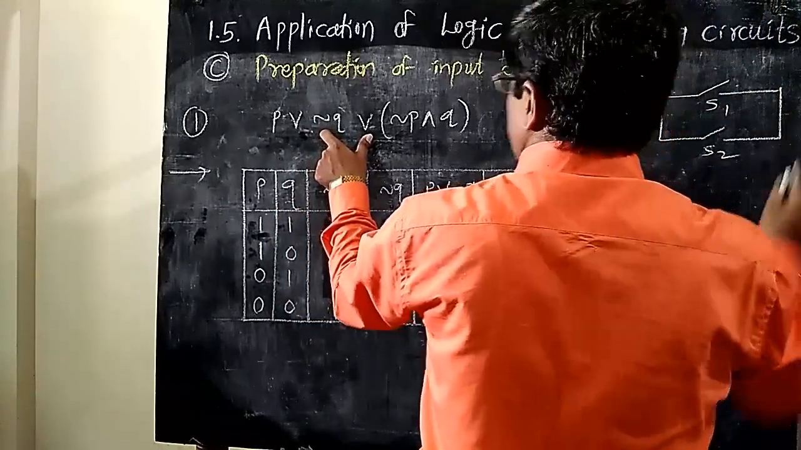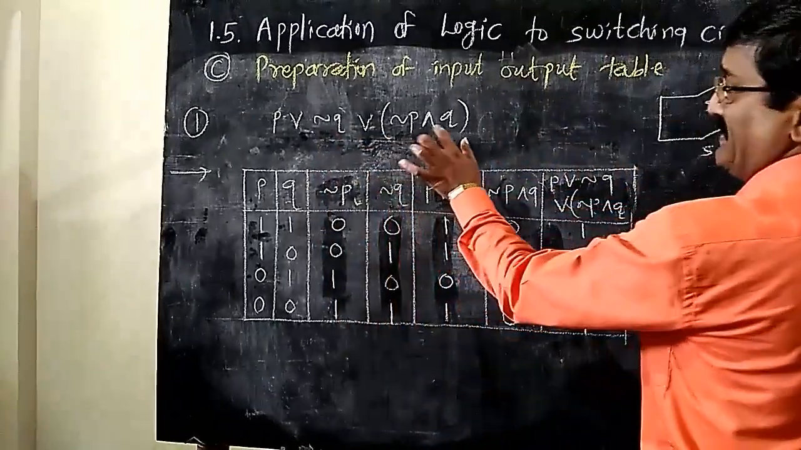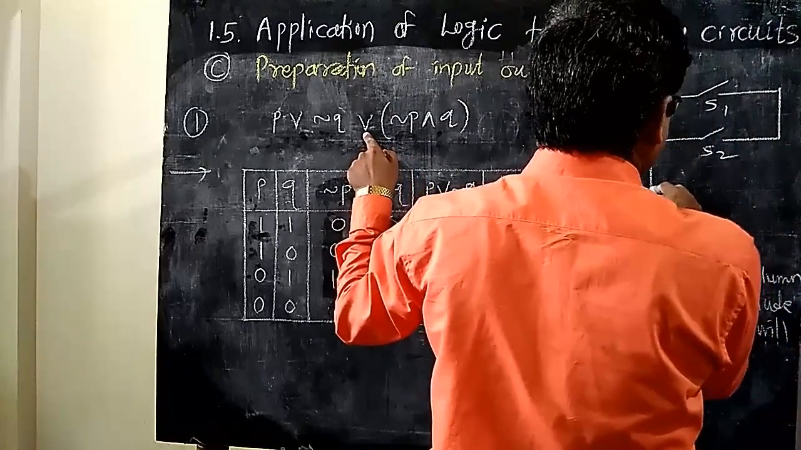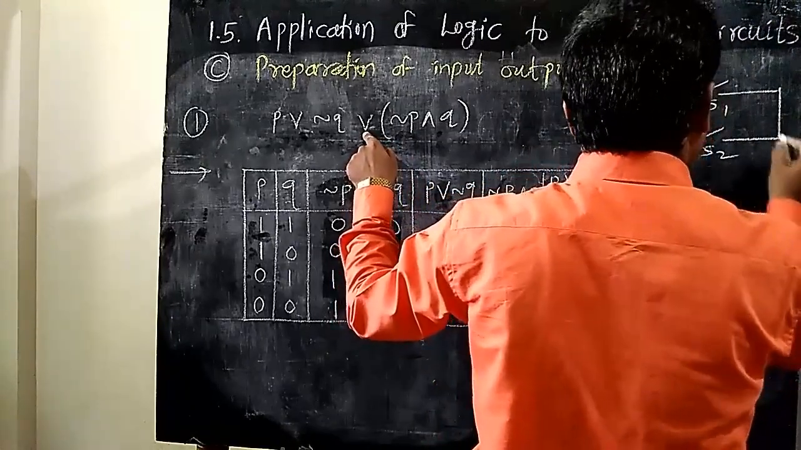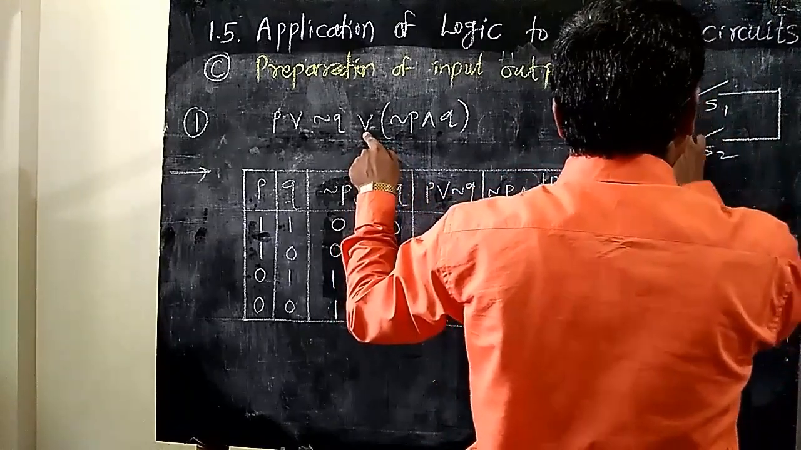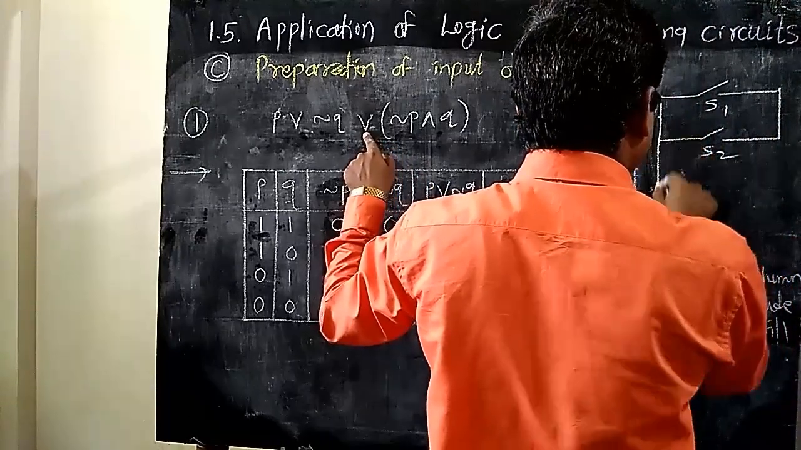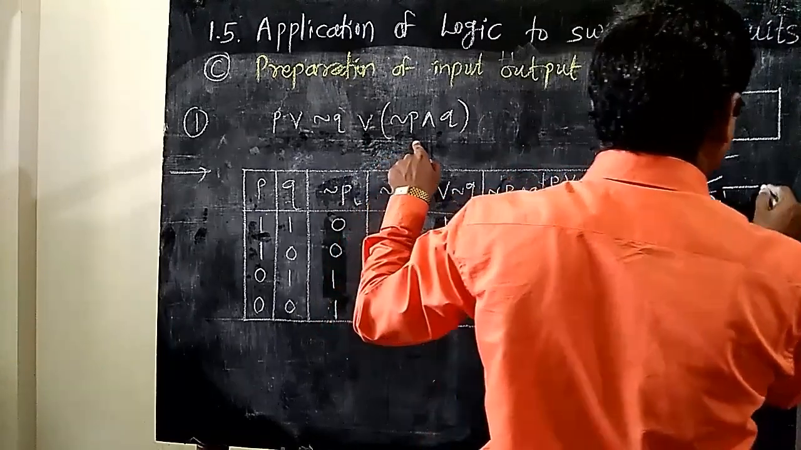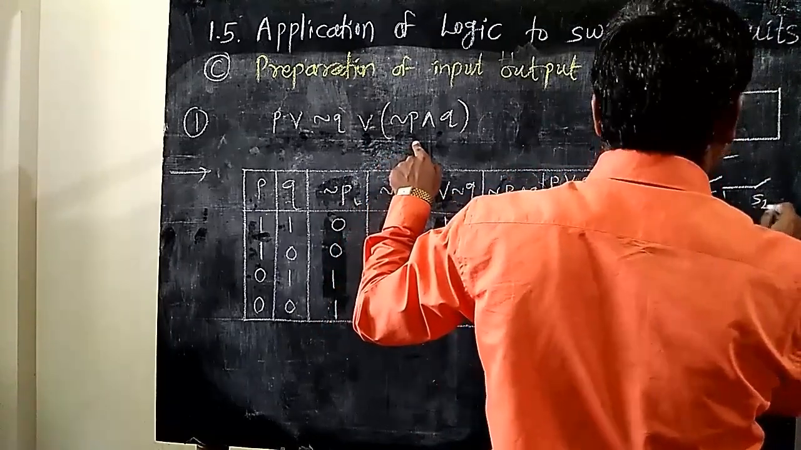It is very easy to draw the figure. And here is a series combination, and this is in parallel with the previous two: S1 dash and S2.